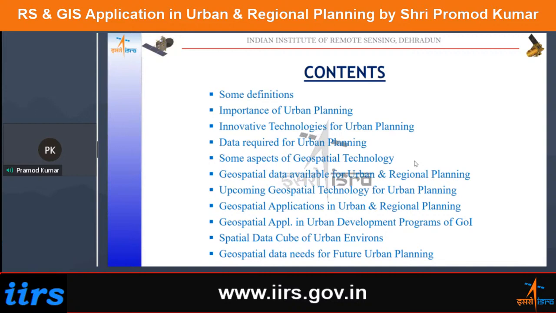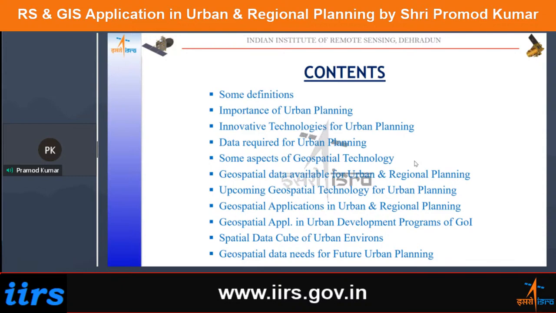While we are speaking much about urban areas, you may notice that in recent decades there has been enormous growth in terms of areal extent and also population. So in such cases, we require land for the expansion of urban areas. And in this context, regional planning also comes into the picture.